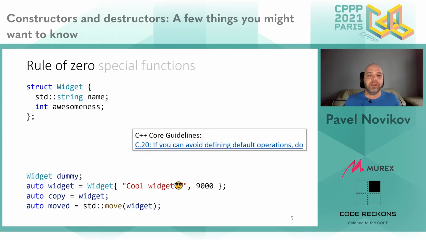So the first one is the rule of 0, special functions. And it states that if you don't need to declare or define any special functions like constructor, destructor, or copy or move operations, don't do that. So in this case, we have a struct with 2 fields, and we can do all the operations like construct by default, copy construct, and move.